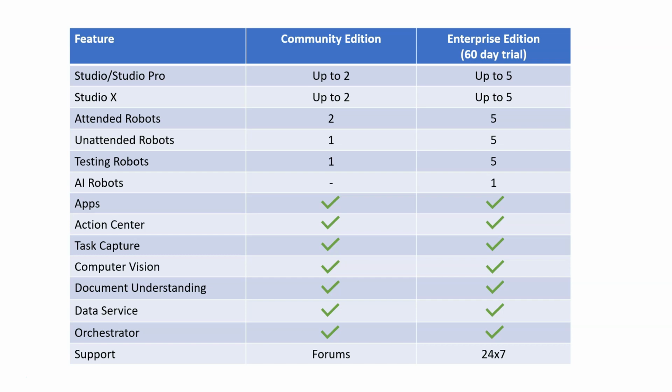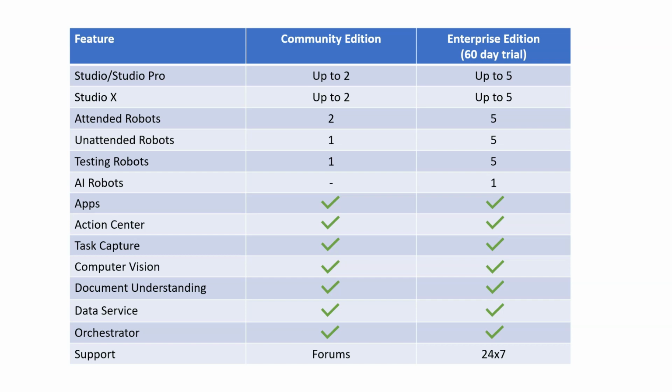With the Enterprise Edition 60-day trial, you get all of the features that you would get with a paid enterprise solution. And you need to be aware that all of the robots, the attended, unattended, testing and AI robots, are paid for by the count. So if you want 5 attended robots and 5 unattended robots, you pay a certain license fee times however many robots you want.